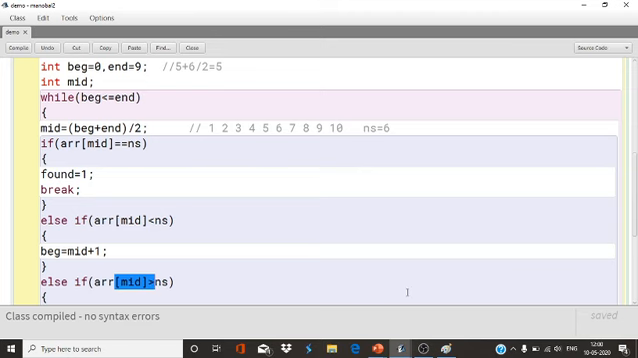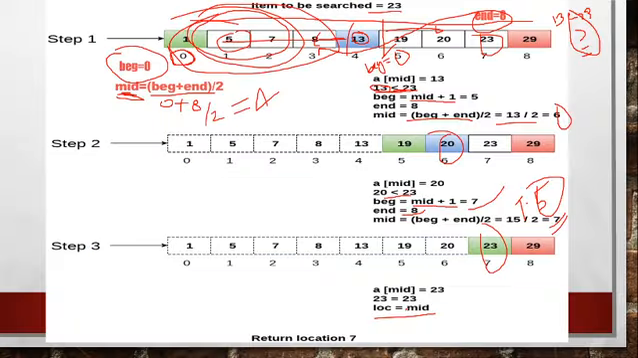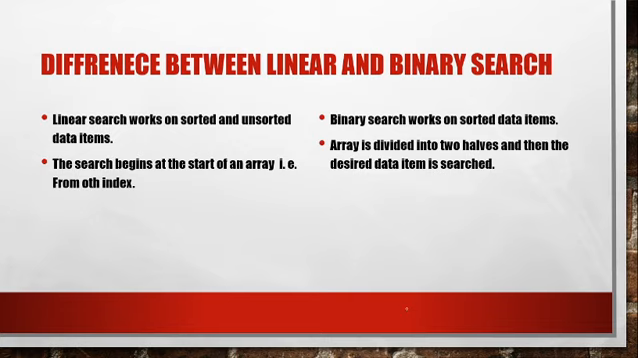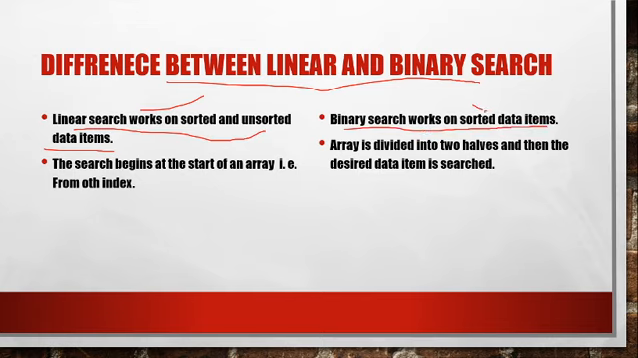One more thing: the difference between linear and binary search algorithm is always asked in the board examination. Linear search works on sorted and unsorted data items. Always remember it. Binary search works only on sorted data items, so you can see the limitation also. Whenever you have to apply binary search, first you have to sort the data using a sorting technique. I will explain sorting in the next video.